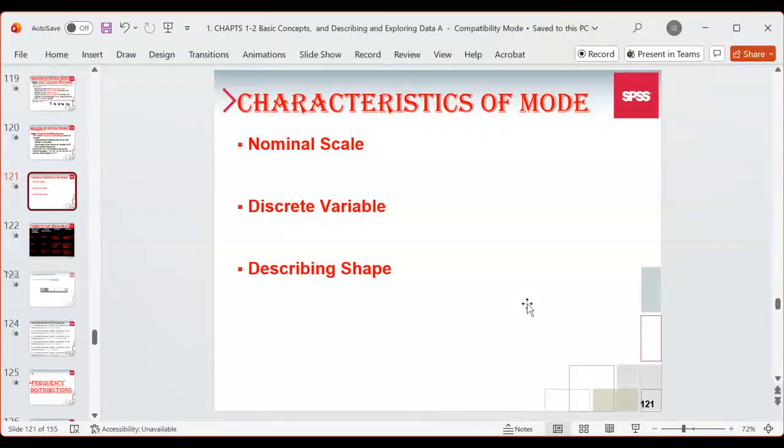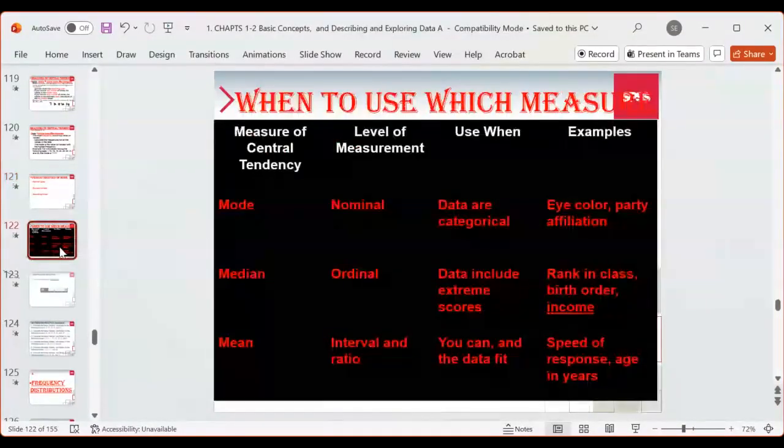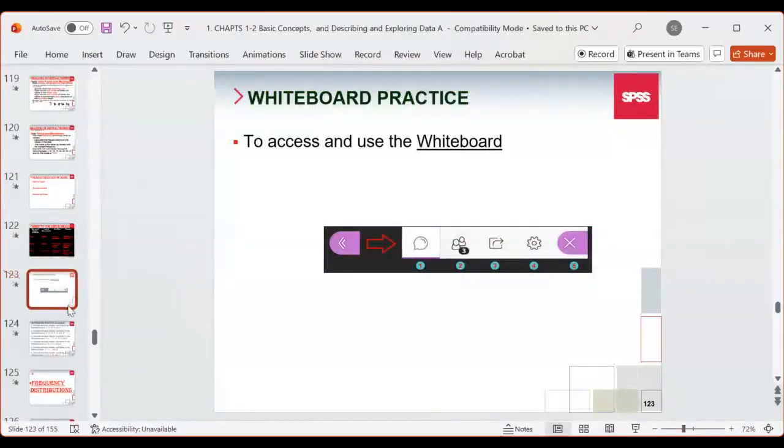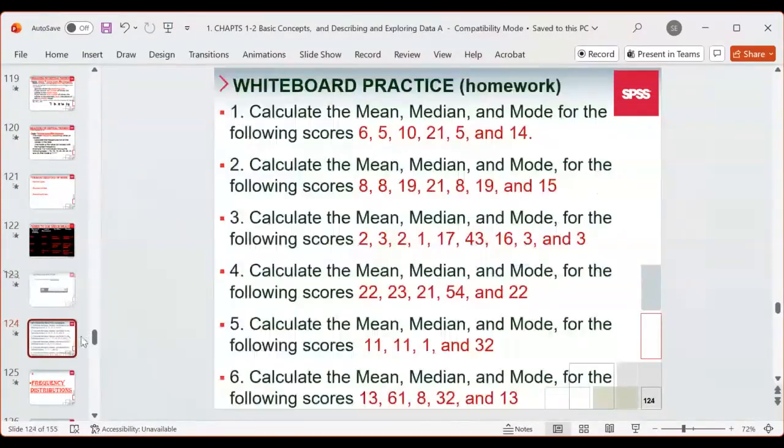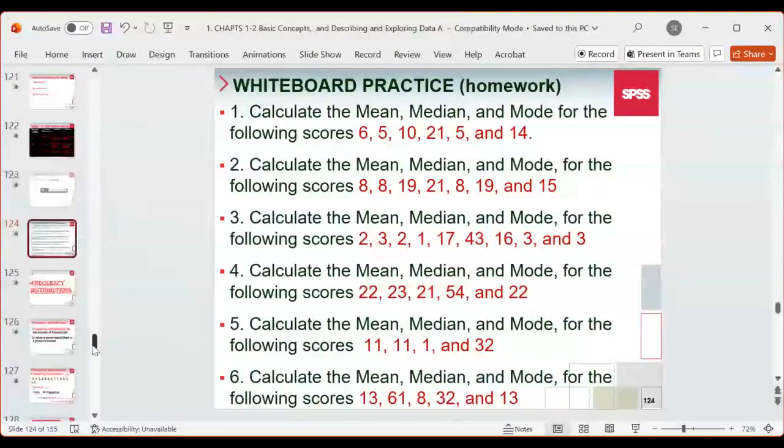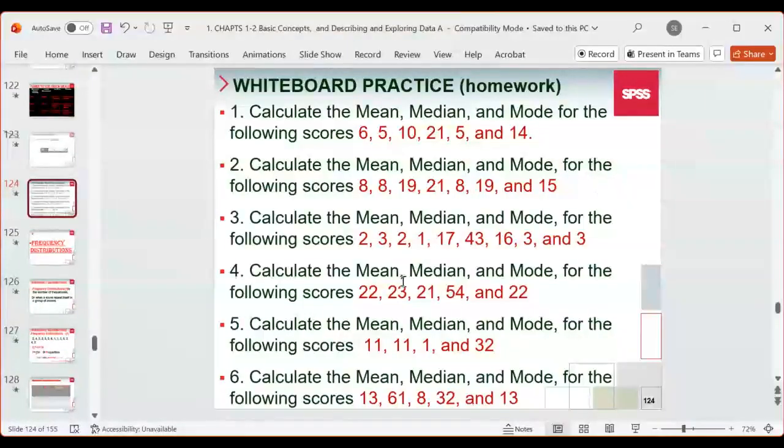In terms of characteristics of the mode, again, we already talked about these. It uses the nominal scale and discrete variable, and it has a describing shape. I'll show you those shapes, then compare them where we have that. So your quiz one consists of questions like this, like to calculate the mean, median, and the mode for numbers like these. That makes a good practice.